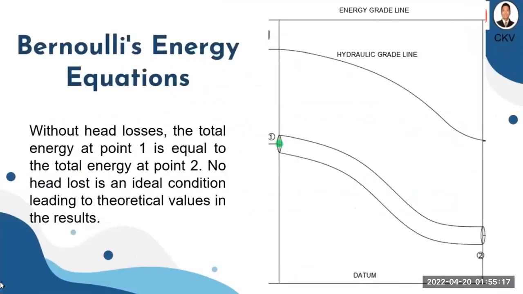Let's say in this figure we have a pipe where a liquid is flowing from point 1 going to point 2. According to Bernoulli's energy equation, we will neglect the head losses. Usually these head losses are the friction in the pipe that may cause a reduction of energy from point 1 to point 2. So the total energy at point 1 is equal to the total energy at point 2. No head loss is the ideal condition, leading to the theoretical values in the results.